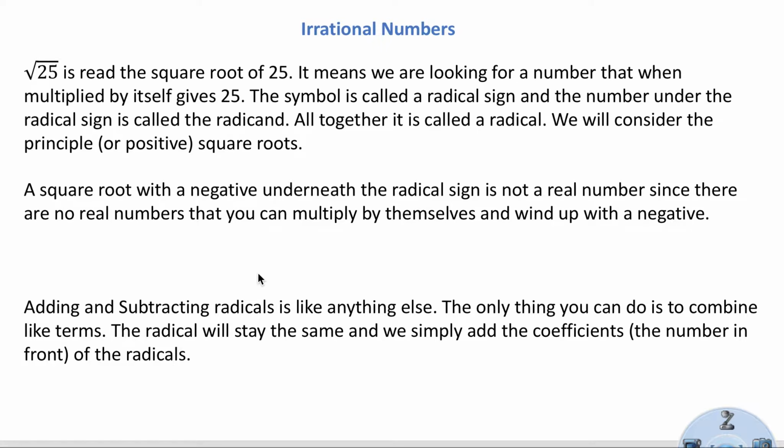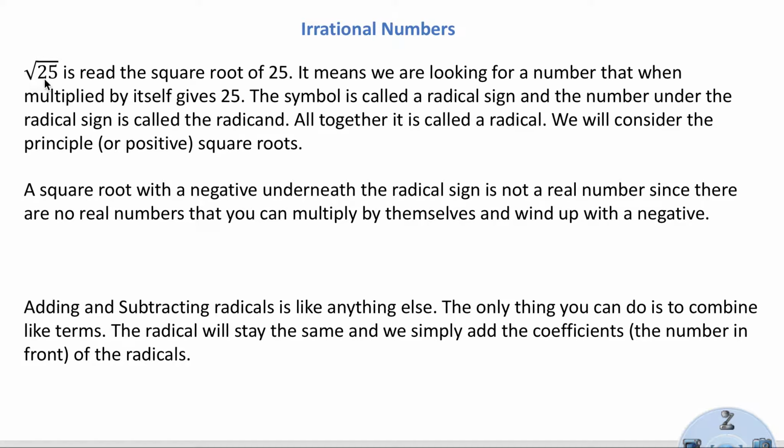Okay, now we're going to talk about irrational numbers. We've been talking about rational numbers. Remember, a rational number is any number that can be written like A over B, a fraction. But now we've got irrational, not rational. So that's numbers like this.